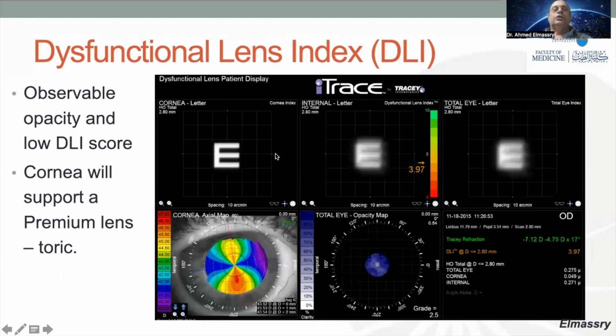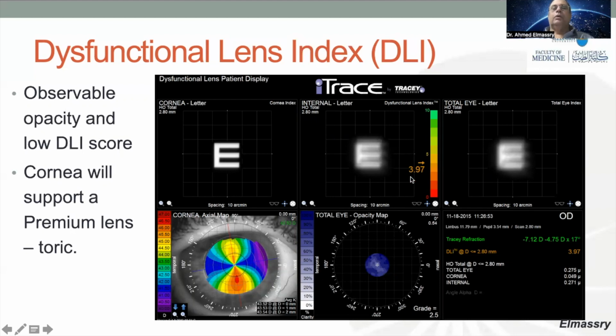So when you show this picture to the patient, he says, yes, I see the E, but I cannot actually recognize it due to the blurring of vision. So this is an educational way to show the patient. And this patient, we tell him with this refraction, you are not a good candidate for refractive surgery because the problem is not in the cornea, because the corneal high order aberrations are okay, and this is the corneal part, but the main problem is in the lens.